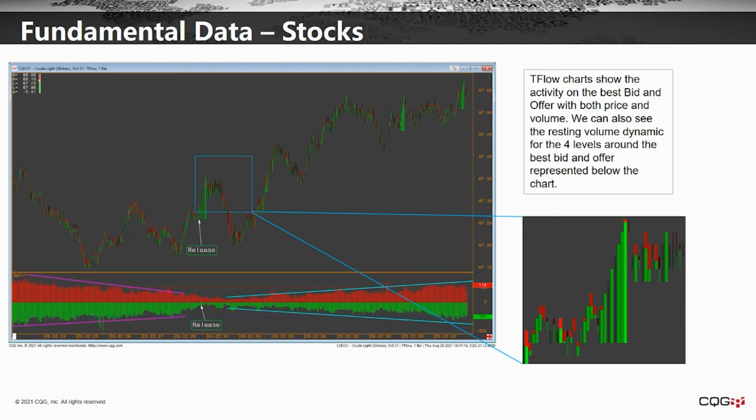This is what we're seeing here displayed on the T-flow chart. T-flow is a very short-term time frame which charts the best bid and offer relationship and the volume associated with it. Greener bars are bars where the volume is centered around the offer, and red bars represent volume more on the bid side. We're showing here the actual release time and also the accumulation of the 4 best bids and 4 best offers at the bottom.